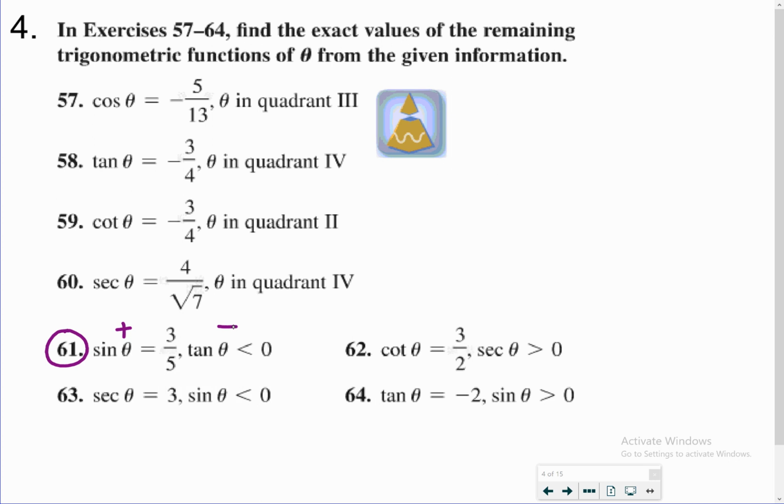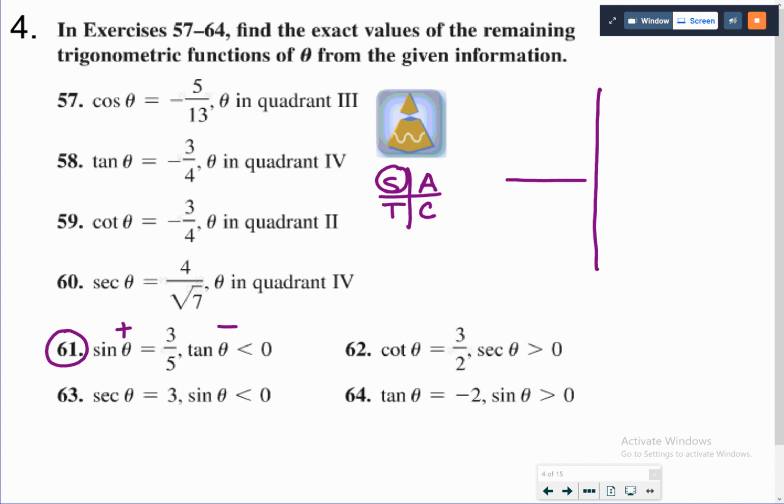That's all that little piece is telling me. Tangent theta less than 0 means tangent's negative. So think about the little, again, all students take calculus. If sine is positive and tangent is negative, what quadrant am I in? It's got to be in quadrant 2. So we're going to have kind of a similar picture.